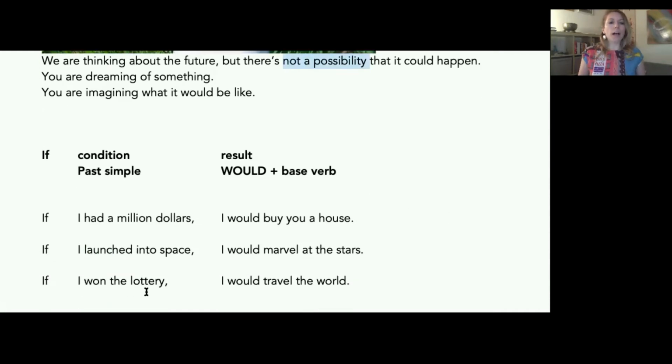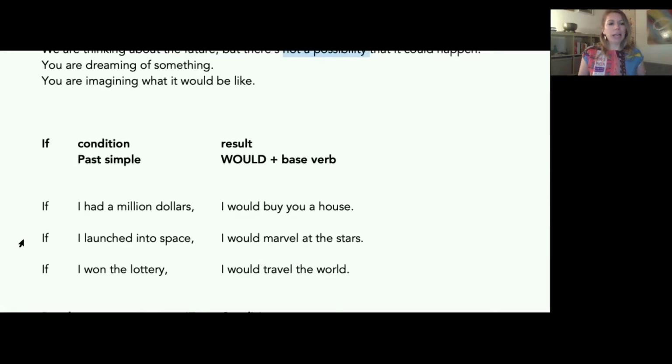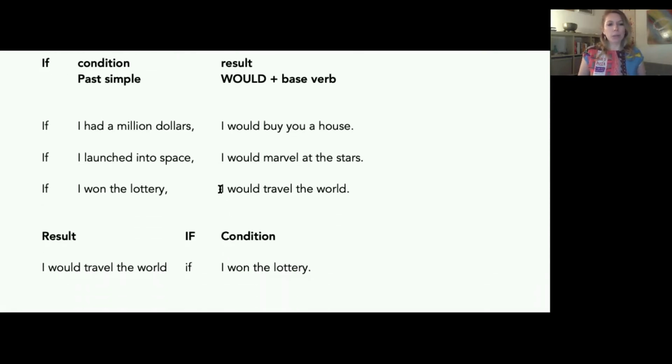If I won the lottery, I didn't even play the lottery, so there's no possibility that I won the lottery. But if I won the lottery, I would travel the world. Okay, so this is second conditional. That's how you do it. And once again, if you want to put your result first, you certainly can. I would travel the world if I won the lottery.